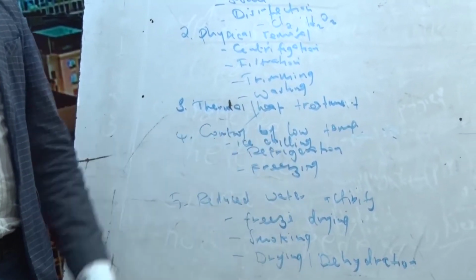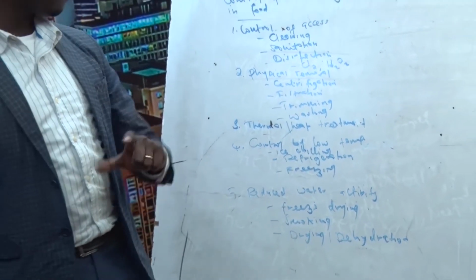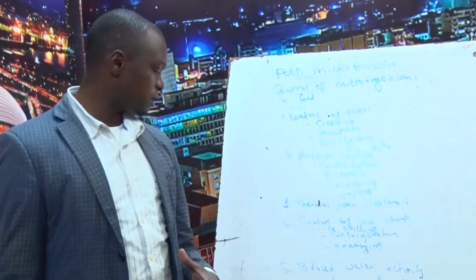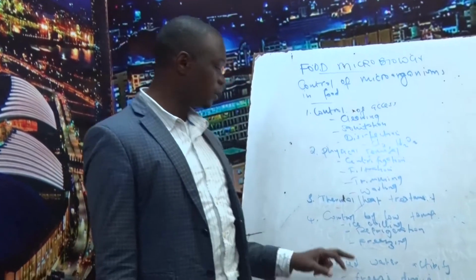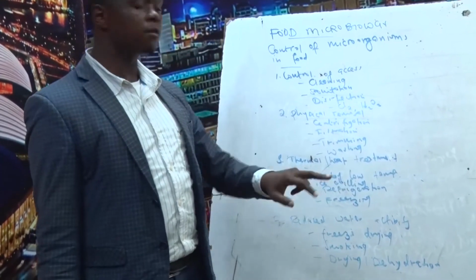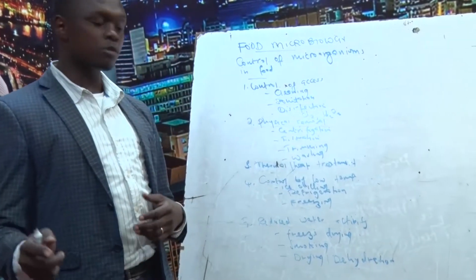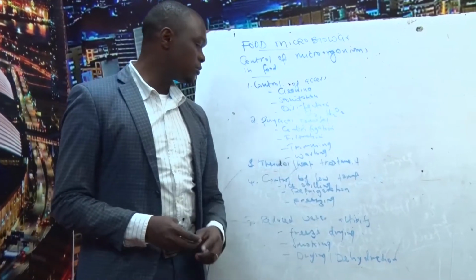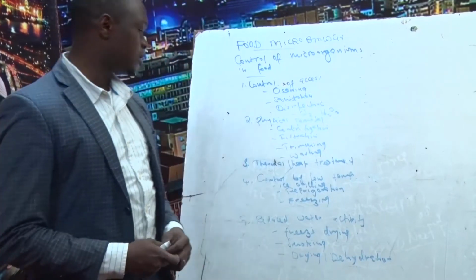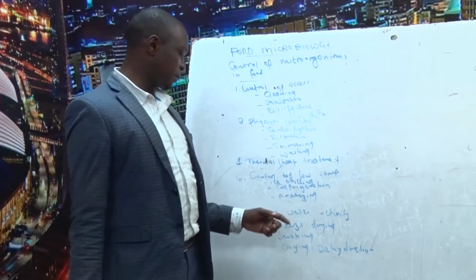You can also control the microbes in the food by what is called ice chilling. That is, you subject the food to low temperatures of about 4 to 5 degrees Celsius. That temperature is going to inhibit the growth of microorganisms in the food. You can also do what is called refrigeration. Basically, refrigeration is subjecting the food to temperatures of around 0 degrees Celsius to about minus 20 degrees Celsius. The food is going to last longer. The shelf life is going to increase because the growth of the microorganisms is inhibited.